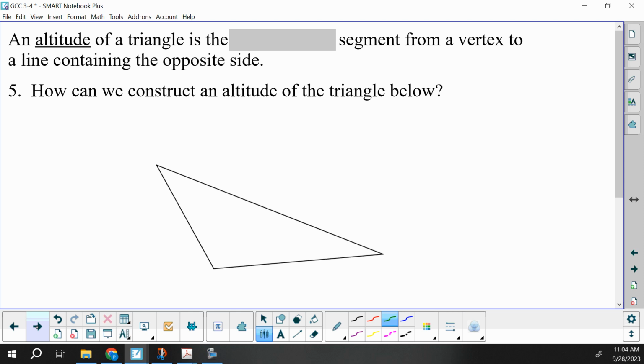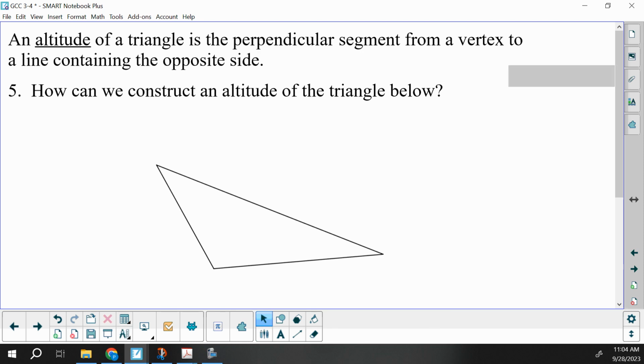The altitude of the triangle in that blank there is the perpendicular segment from a vertex to a line containing the opposite side. Perpendicular means it forms a right angle.